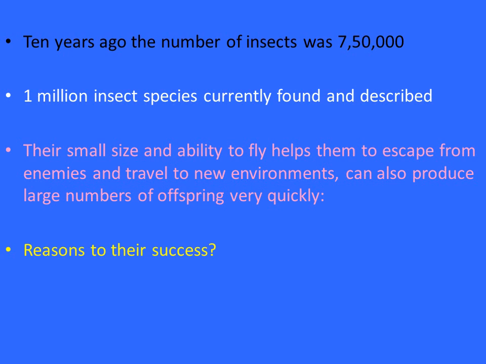Their small size and ability to fly helps them to escape from enemies and travel to new environments, and they can also produce a large number of offspring very quickly. So these are some of the characteristics which may be attributed to the reasons for their success.